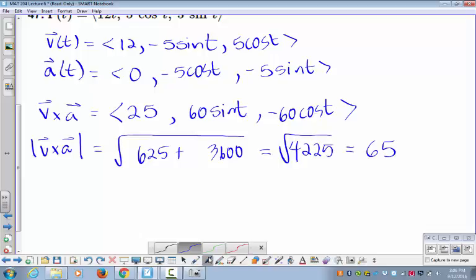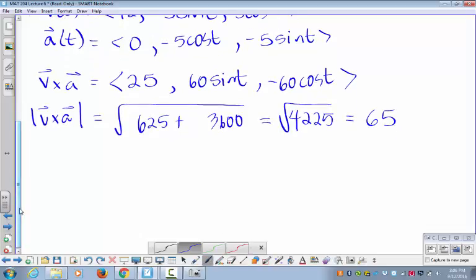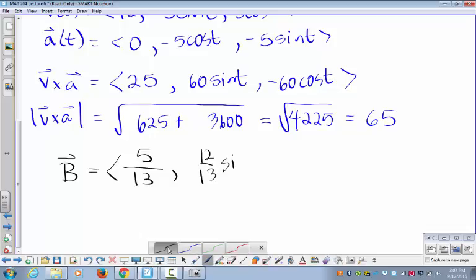Okay, so that means then that the binormal vector, the unit binormal, so T, N, and B are all understood to be unit vectors. We divide by 65. 5 goes into there 5 times. 5 goes into there 16 times? No. 1, 13. 13. And then 12/13 sine of t, comma, minus 12/13 cosine of t. So that will be our unit binormal vector.